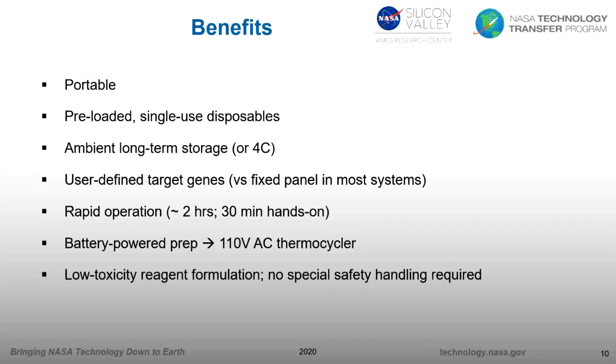I mentioned the operation time and the battery power on the sample prep module itself. The thermocycler runs off of normal 110 volt AC. And the important part, many of the claims deal with the reagents of the RNA extraction. The key there is that they're low toxicity, no special handling required, and the formulation is a bit different than what you would see in commercial assays on the bench today. Next, please.